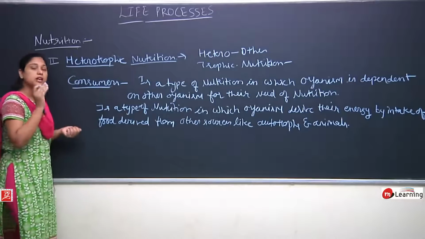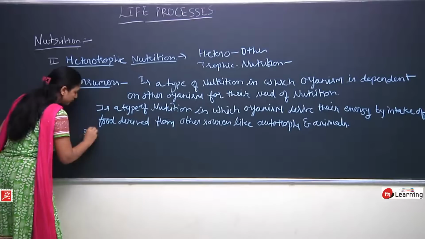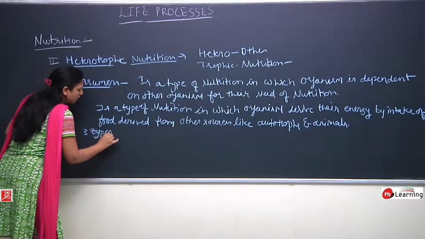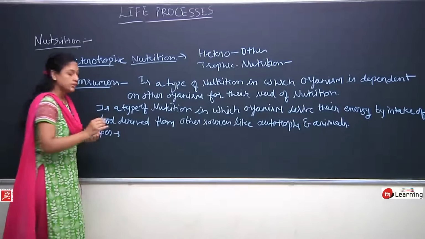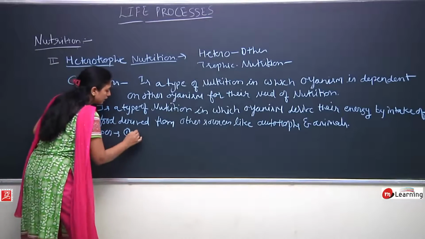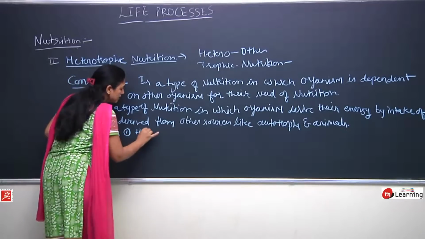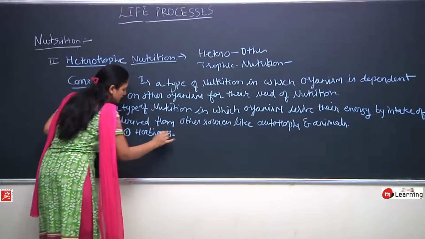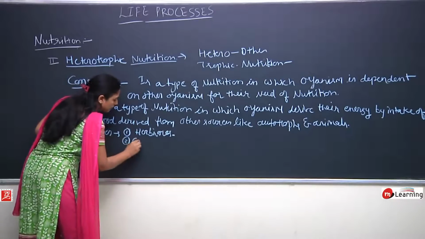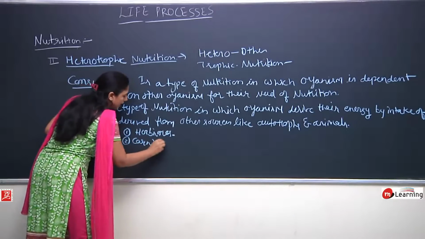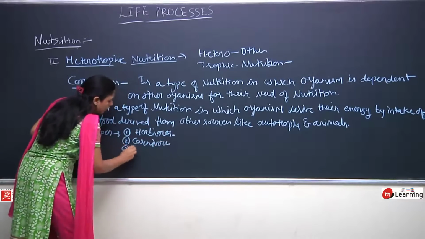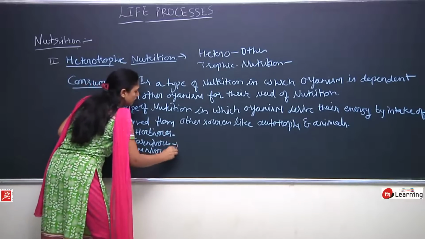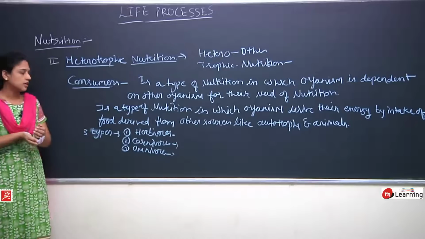The heterotrophic mode of nutrition can be of three types. What are the subtypes of heterotrophic nutrition? First is herbivores, carnivores, and omnivores. I know that you all must know these terms.